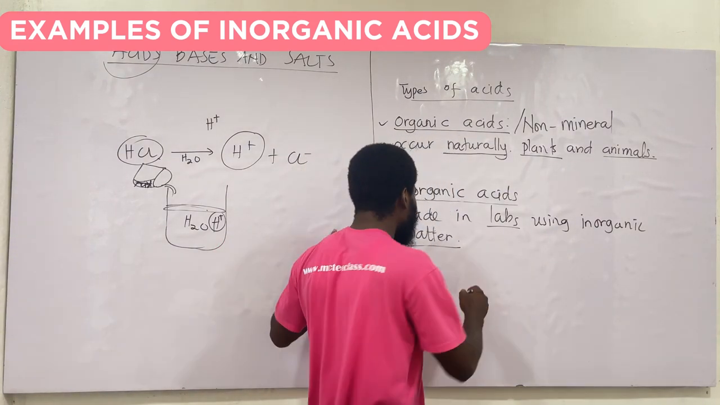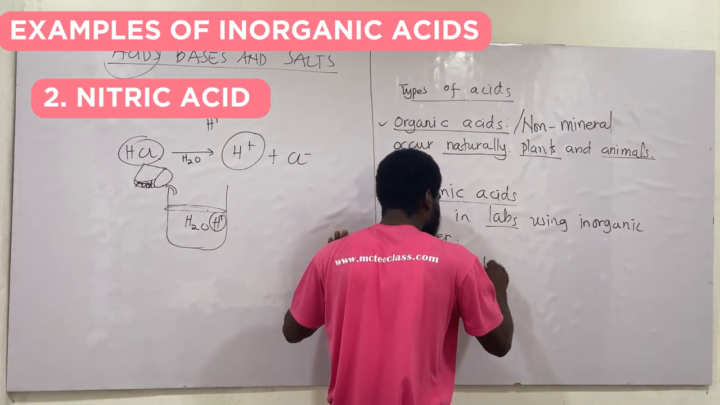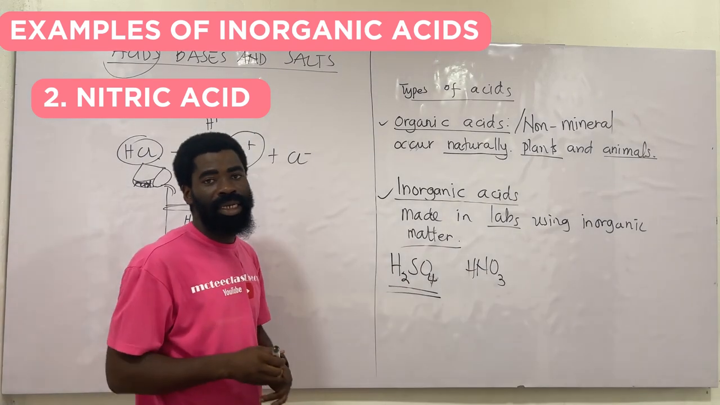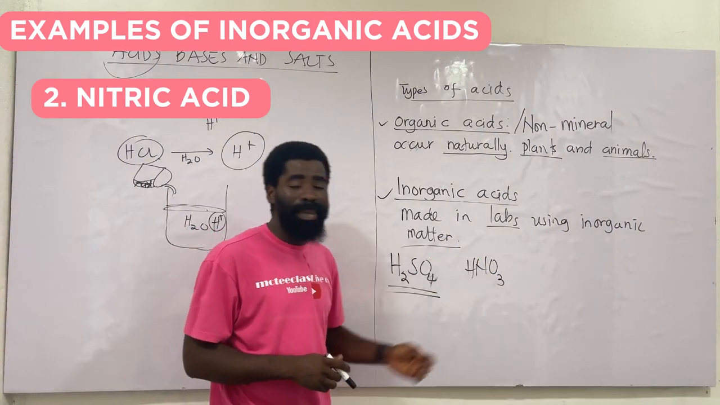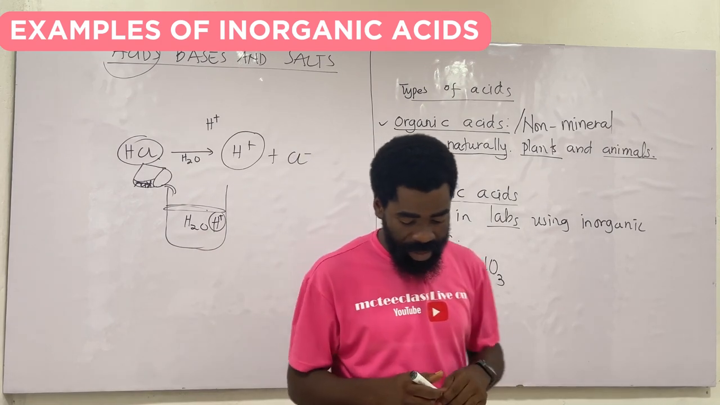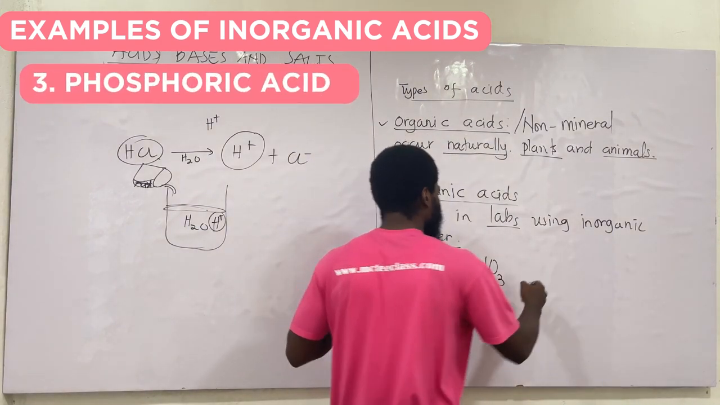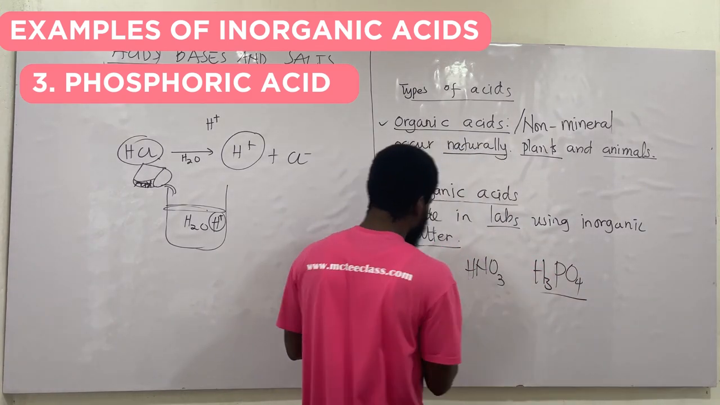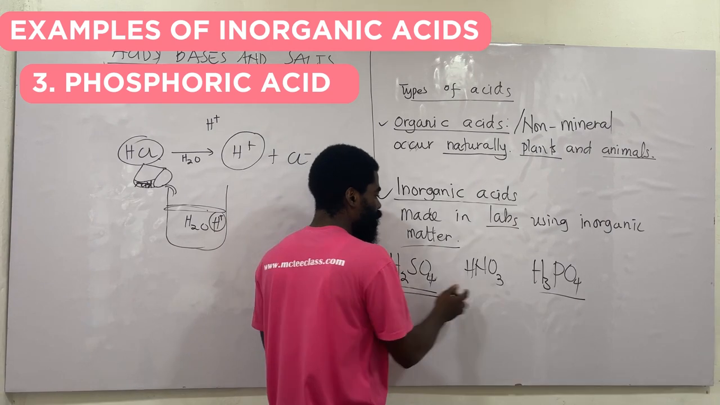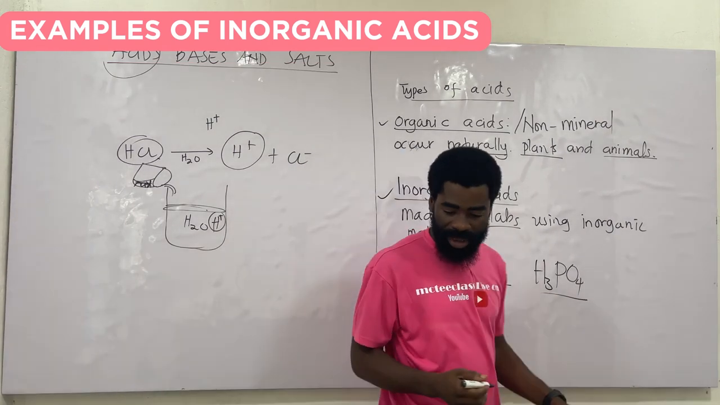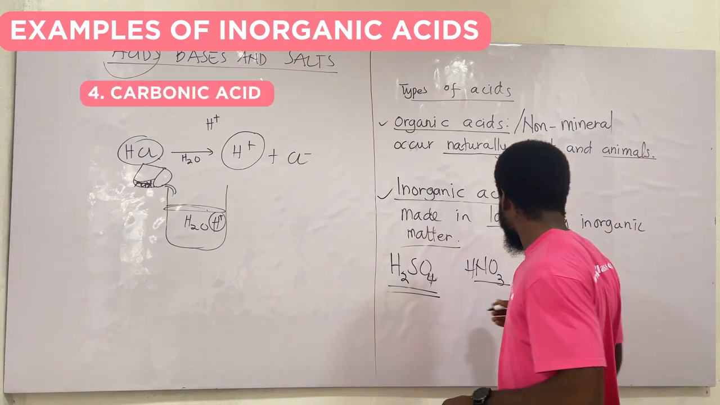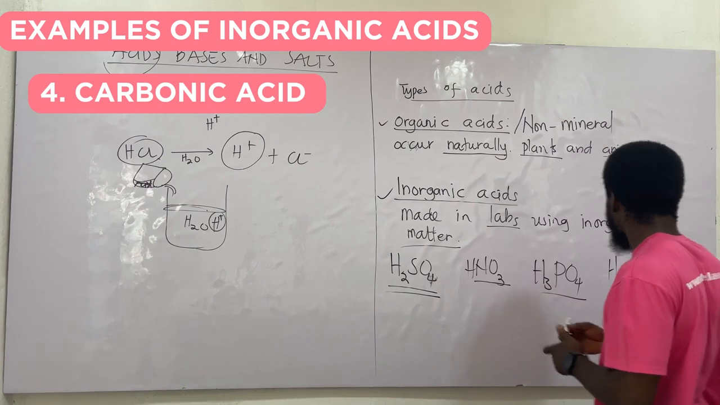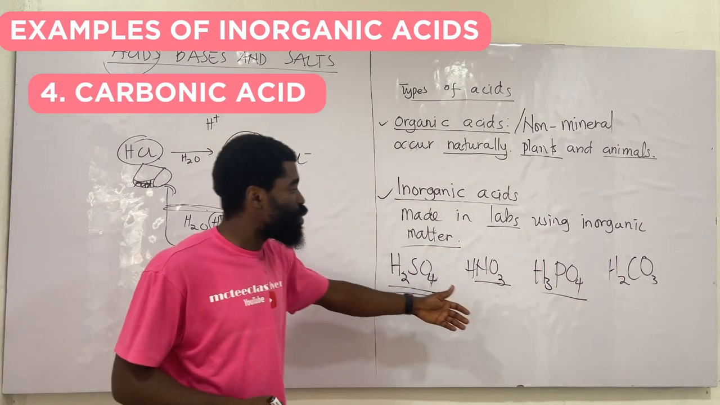Good. Then we have HNO3, nitric acid. HNO3, that is trioxonitrate 5 acid. That's the systematic name or the IUPAC name. Then we also have phosphoric acid, which is H3PO4. So we have sulfuric acid, nitric acid, phosphoric acid, then we also have carbonic acid, which is H2CO3. So these are all acids produced in the lab.